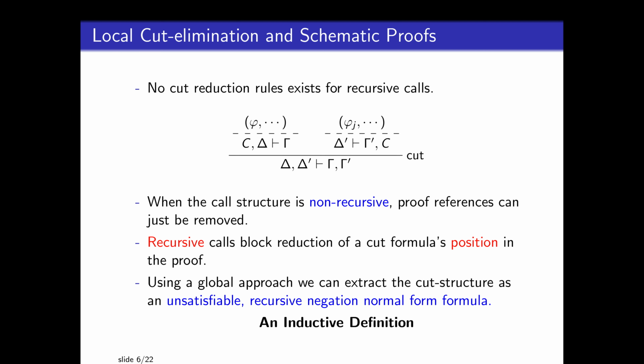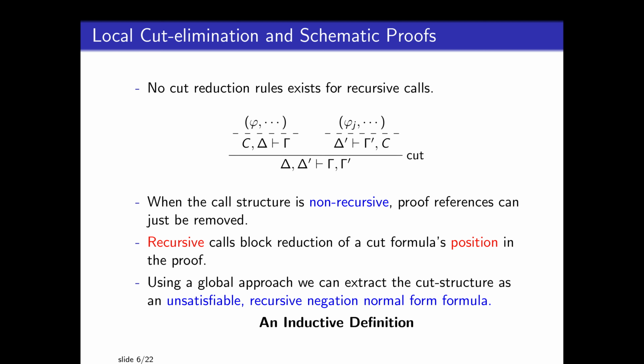Now the problem is in the recursive setting, all right? If we have this kind of situation here, you see we have a cut and we have two proof links. These are the links to other proofs in this net of proofs that makes it the proof schema. If the call structure is non-recursive, then the proof references can just be removed. Cool, so that's easy. But when you have recursion, you don't know how to push the cut up, because that might be the same proof that you're working in now. So that means the cut should show up in the proof below as well. This recursion really messes up the concept of position in the proof, because the position is dependent on the parameter instantiations.